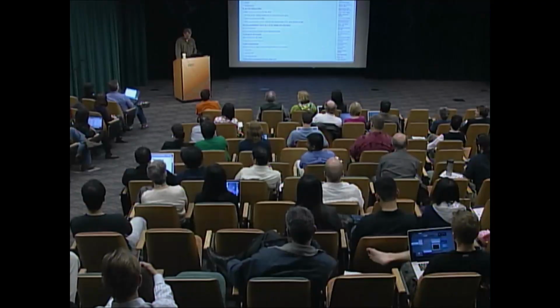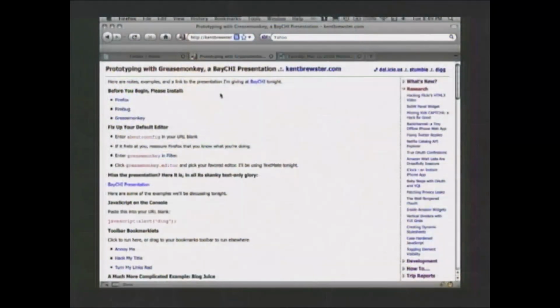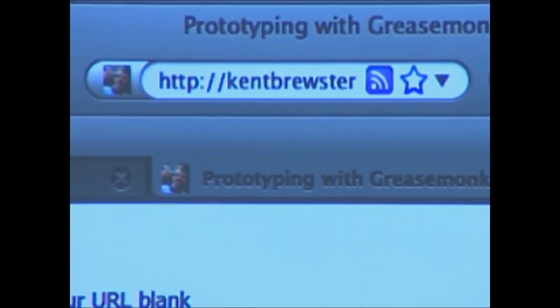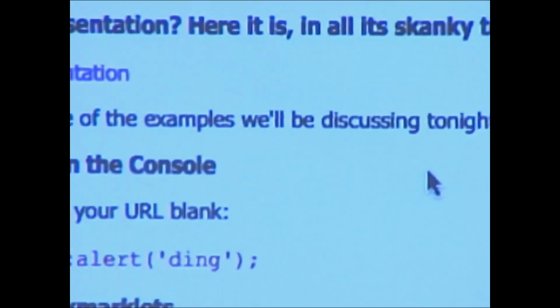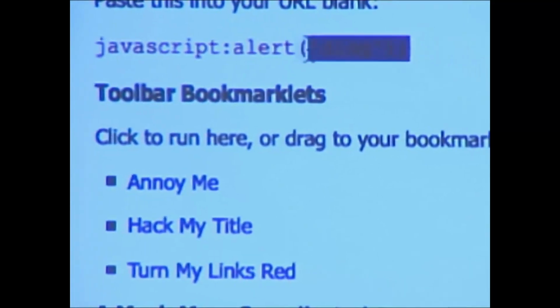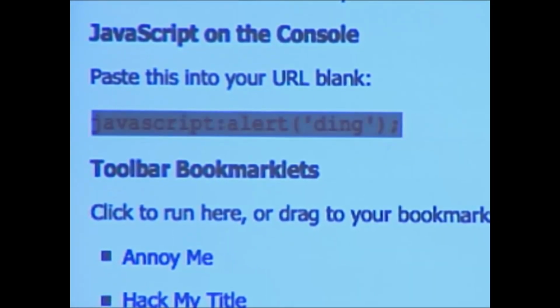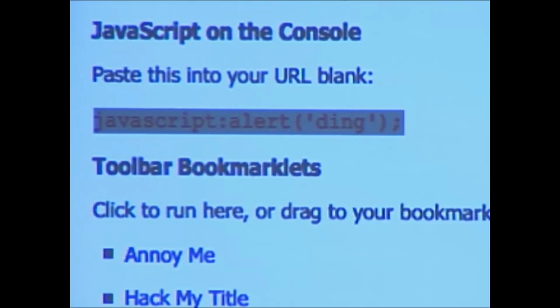Awesome. So here's my resource page right there, kentbrewster.com/Bakehi. Sorry, you can't read it. That's great. So we've done all this. Before we begin, please install Firefox, Firebug, Greasemonkey, and fix your default editor. Oh, here's the presentation, if you guys want that. Here's how we do the JavaScript from the console. I'm going to try it. Wow, sorry about my highlight color. That's obnoxious. You should be able to hack that.